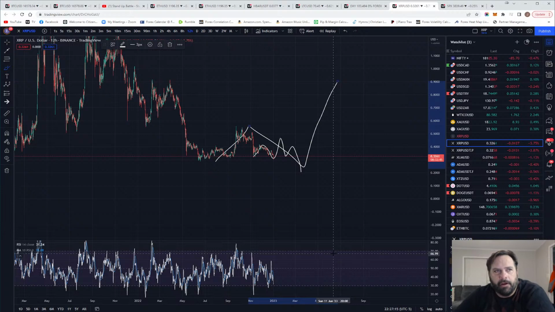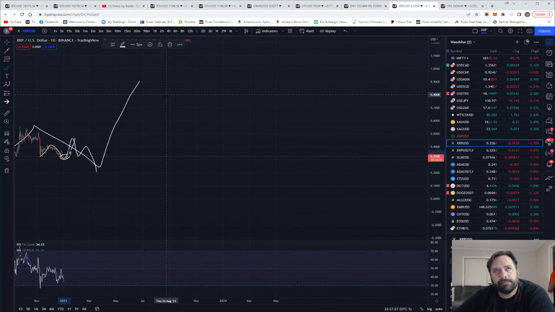Goes where you think it'll go, just not in the way you expect it. But this has us going up from here first. We got some pretty good rejection on this candle. Some pretty good rejection on that 12-hour candle.